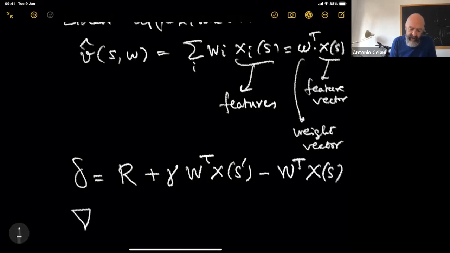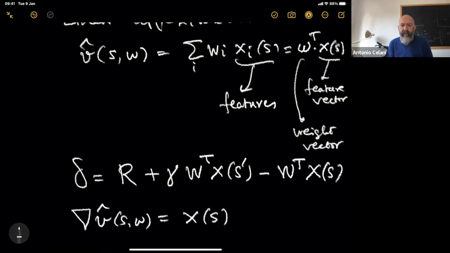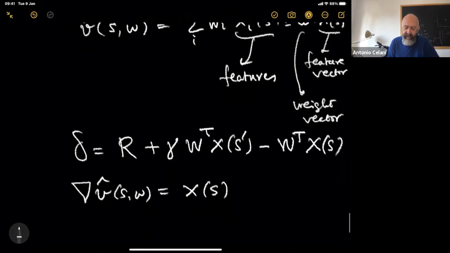Also, because of linearity, it's very easy to write down what is the gradient of the value of the approximation. And this is just the feature vector. Because the value is a linear function, so if you take the gradient along each component, you get exactly the components of the feature vector.